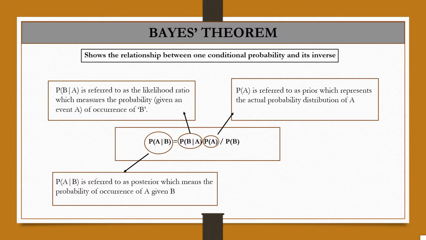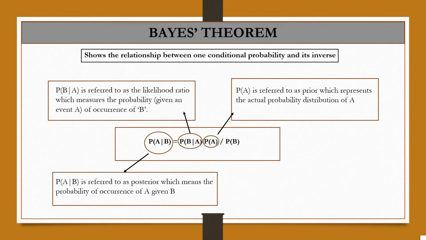The second term is referred to as the likelihood ratio, which measures the probability of occurrence of B given an event A. Now P of A is also known as the prior, which refers to the actual probability distribution of A, and P of B is again the probability of B. This is the Bayes theorem.